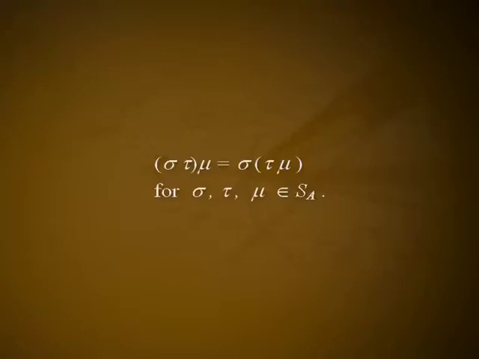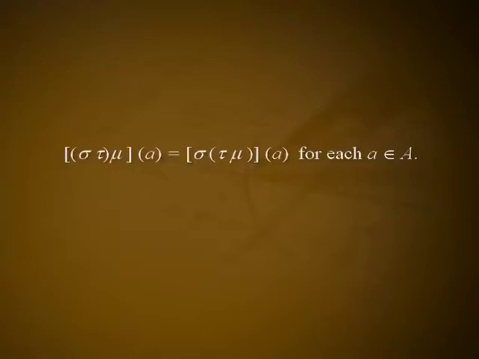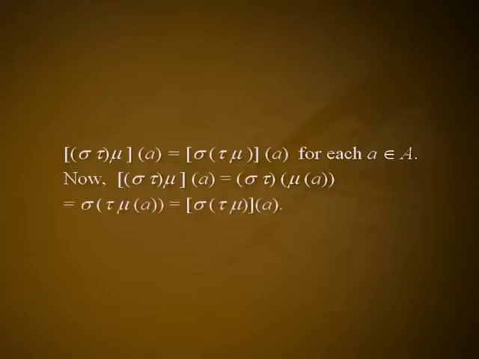G1. Permutation multiplication is associative. We have to show that (στ)μ is equal to σ(τμ) for σ, τ, μ belonging to S_A. For this, we have to show that ((στ)μ)(a) is equal to (σ(τμ))(a) for each a in A. Now, ((στ)μ)(a) is equal to (στ)(μ(a)), which is equal to σ(τ(μ(a))), which is equal to σ((τμ)(a)). Hence, the associative property is satisfied.